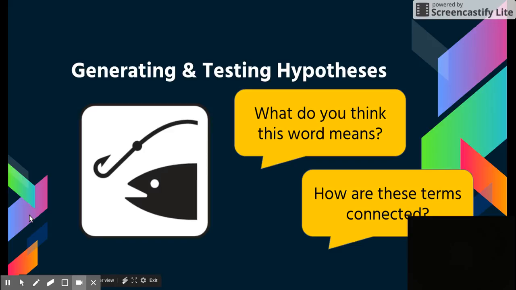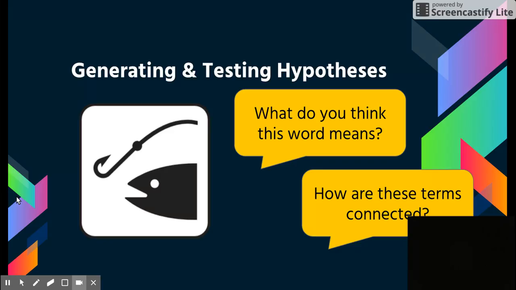So the next strategy is generating and testing hypotheses. This is really straightforward. It doesn't always have to be in a quote scientific way. Even though I teach science, this is not something that I would use only when my students are doing an experiment. I think this is something that needs to be done constantly, pretty much almost every day, at least within every week. You need to have kids thinking.